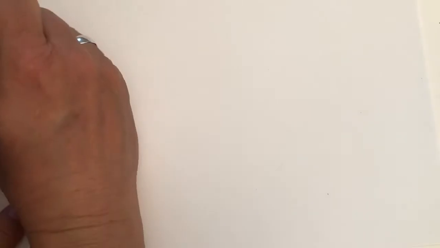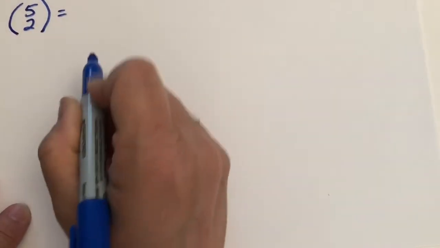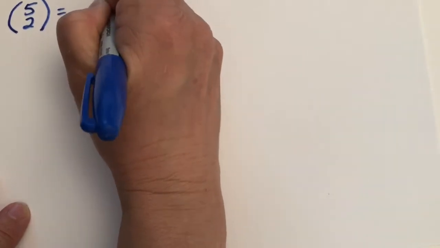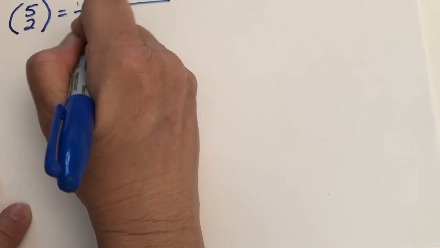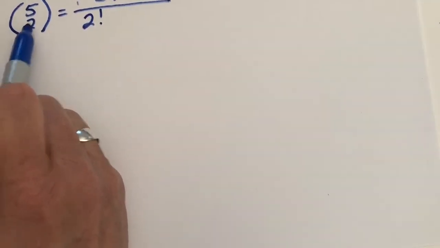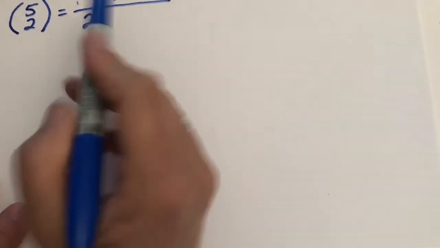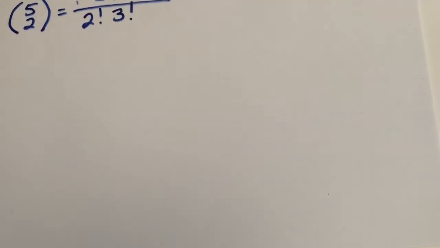Now let's try a problem. Suppose we were calculating 5 choose 2. We can do that. It is 5 factorial divided by 2 factorial times, now right here is the difference between those factorials. So 5 minus 2 is 3, so it's 3 factorial. So I'm going to do this calculation. Now the numbers are reasonable enough. I don't need to grab my calculator.